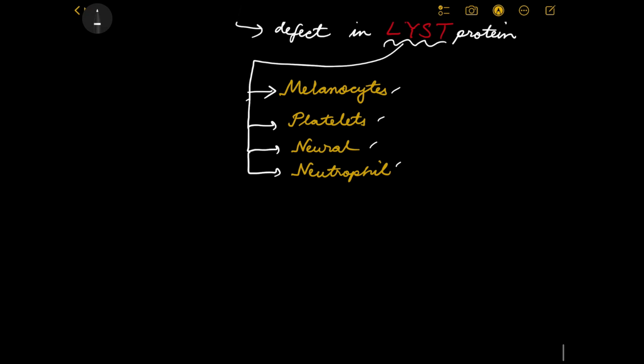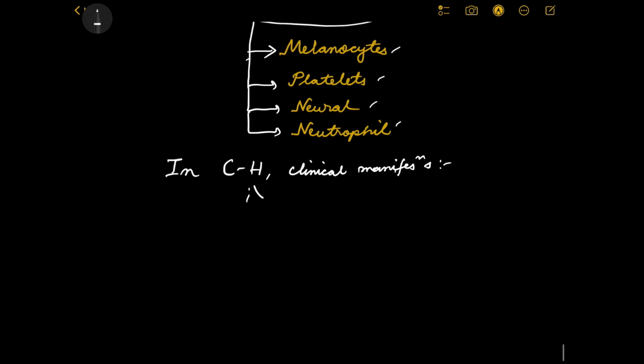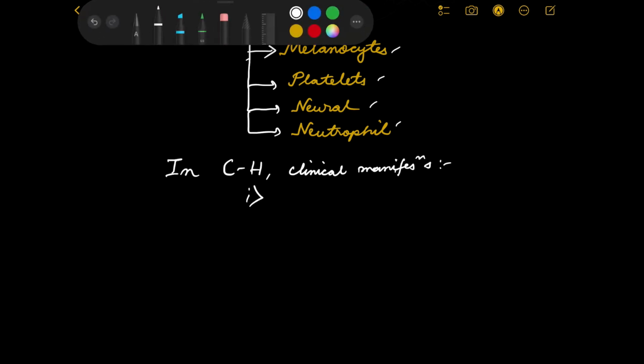So what will be the clinical picture in Chediak Higashi syndrome? Defects in these individual components. So in Chediak Higashi, what will be the clinical manifestations? Number one, defect in melanocytes. So obviously, couldn't have been more obvious.